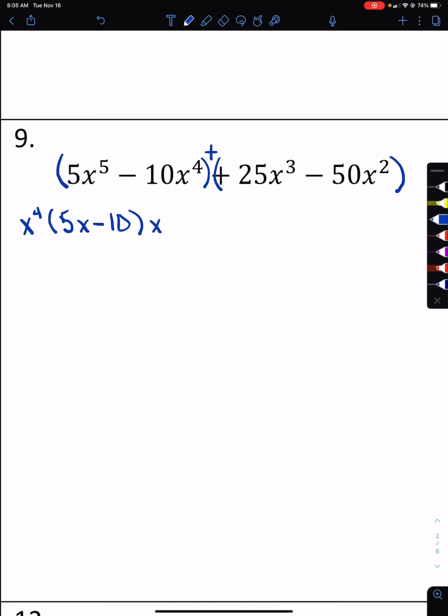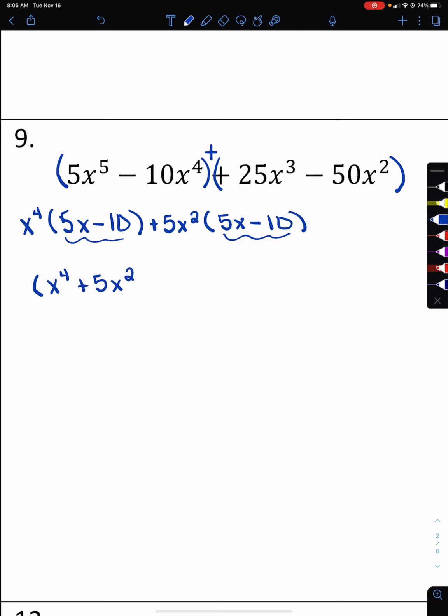Also has a 5. They can both be divided by 5. So then you've got 5x minus 10. Okay. Do the insides match? Yes. So our first factor is x to the 4th plus 5x squared. The second factor is 5x minus 10.